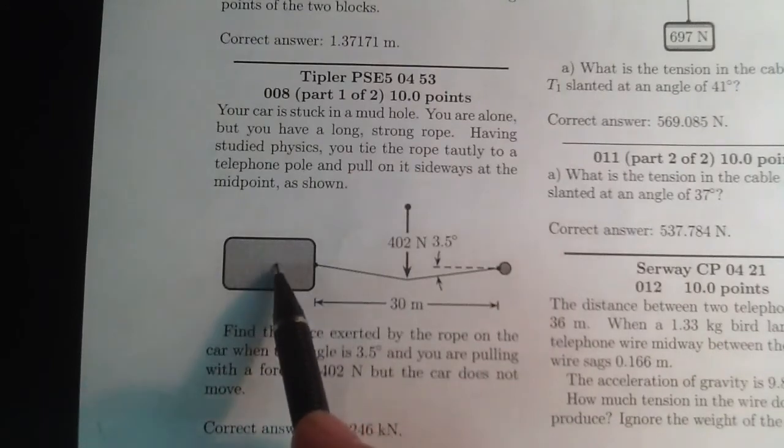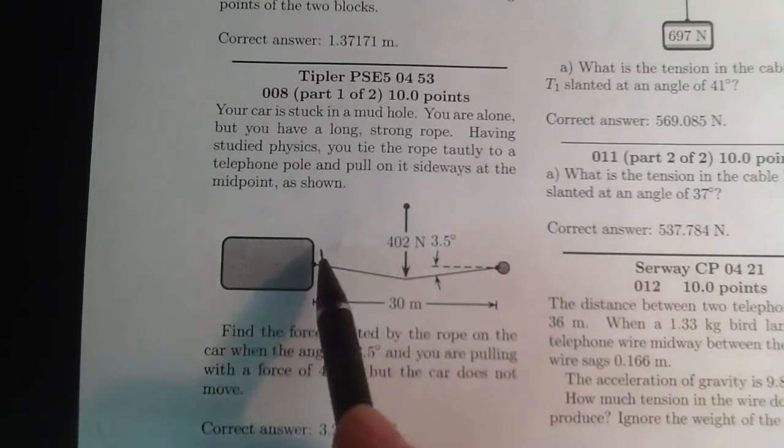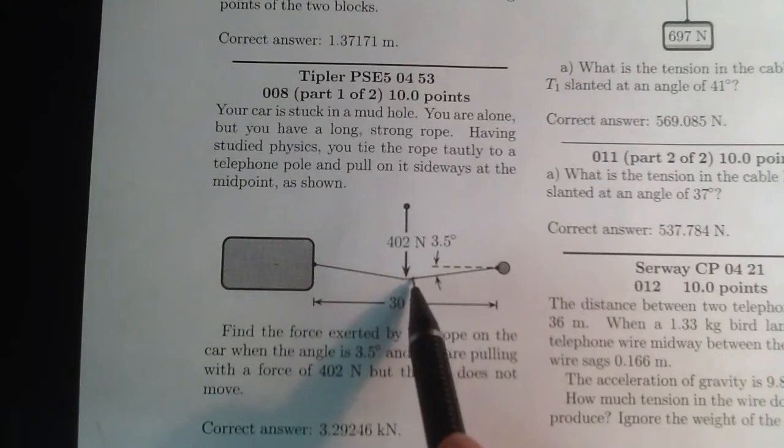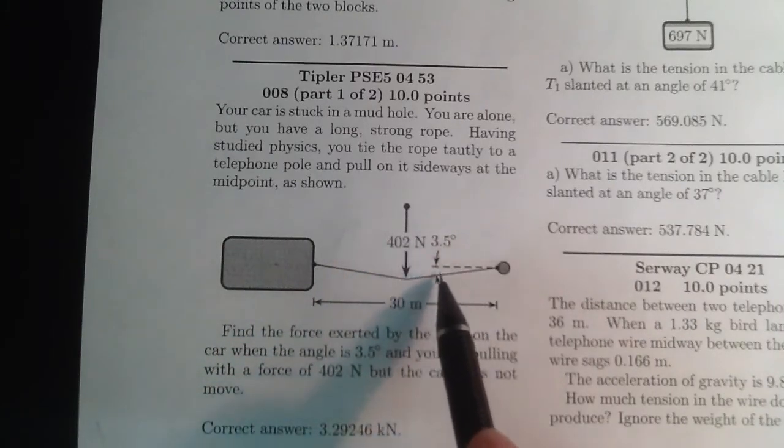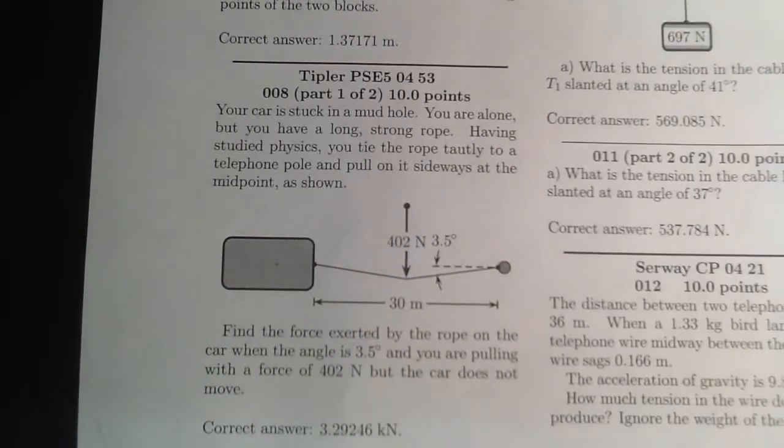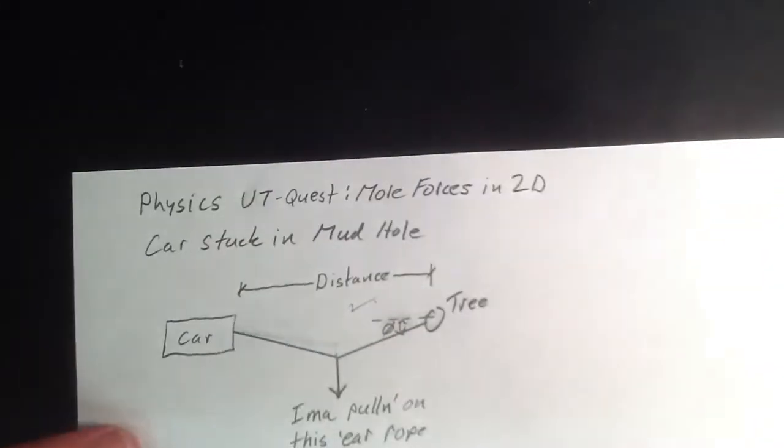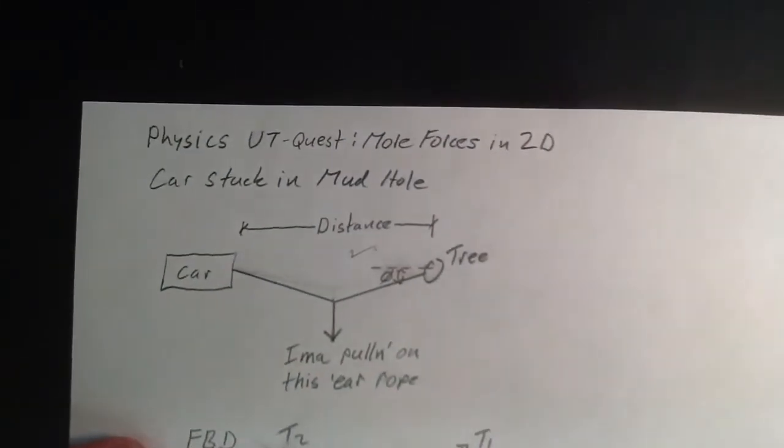All right, what we have is a car and a tree and a rope tied to it. Instead of pulling the rope, you're pushing on the rope. And we're shown that this angle of deflection is, in this problem, 3.5 degrees. All right, let's do a free body diagram and see what's going on here.